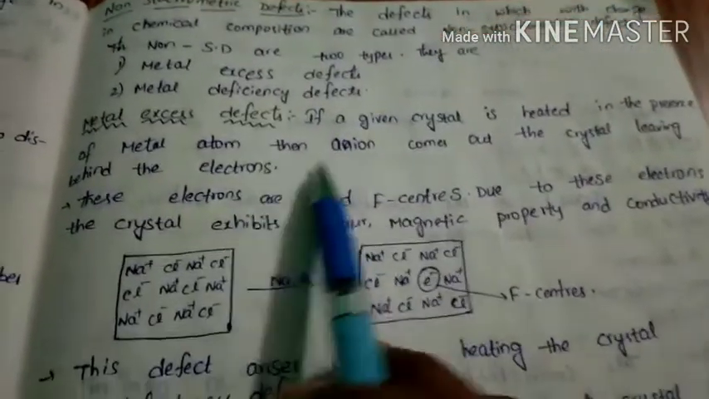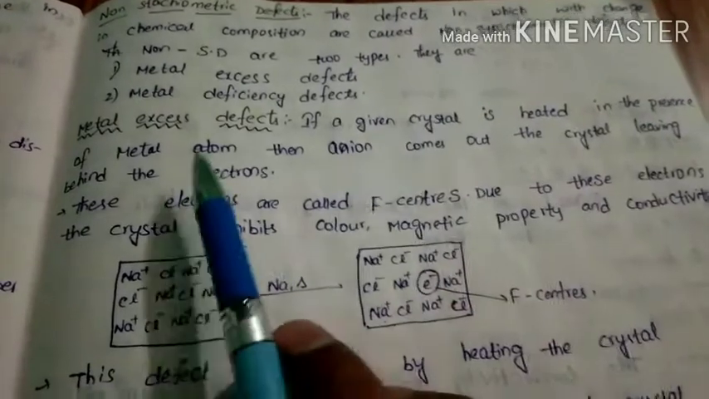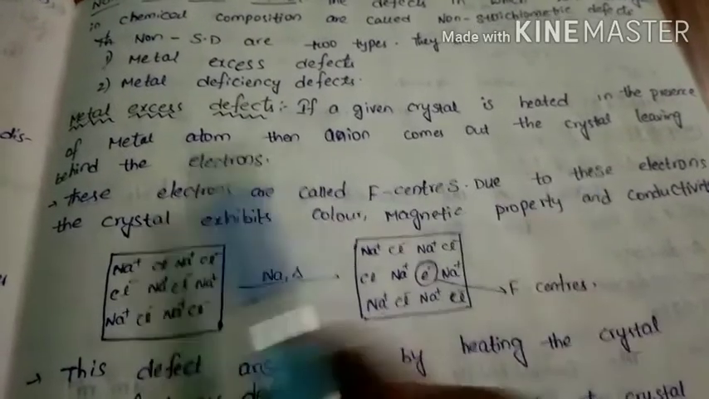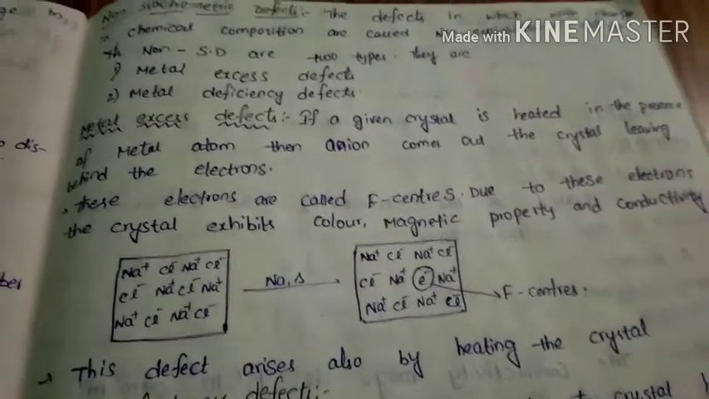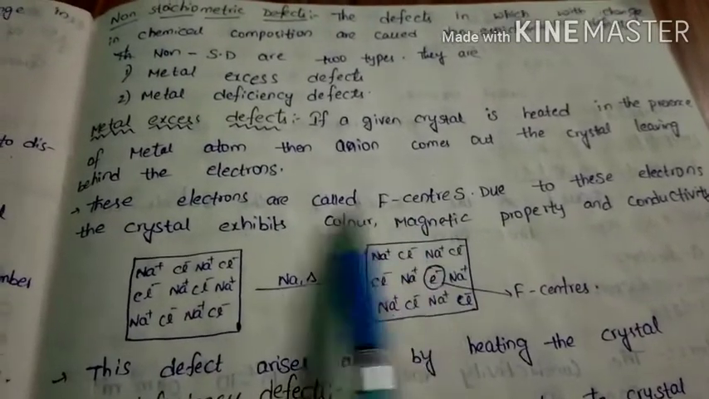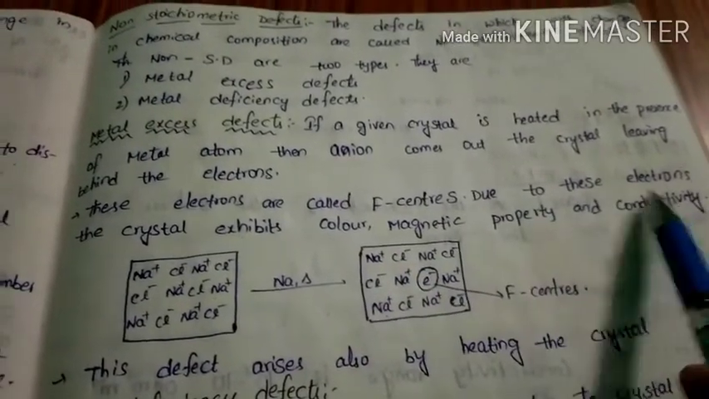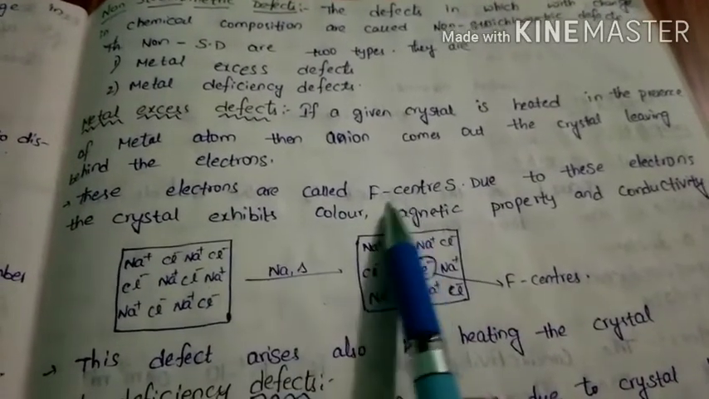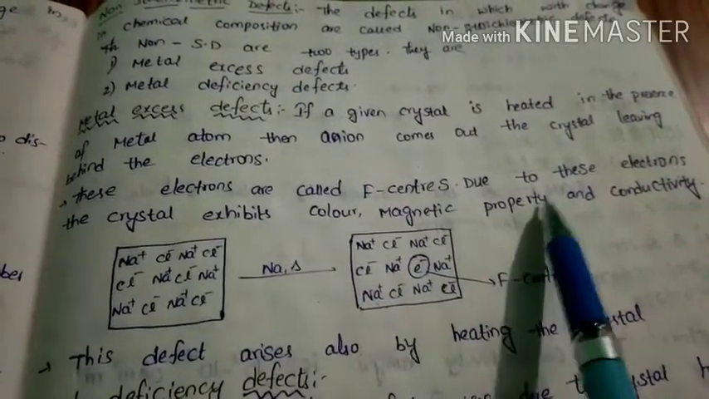Metal excess defects means if a given crystal is heated in the presence of metal atom, then anions come out from the crystal leaving behind electrons. These electrons are called F centers. This is an important point: those electrons are called F centers. Due to these electrons, the crystal exhibits color, magnetic property and conductivity.